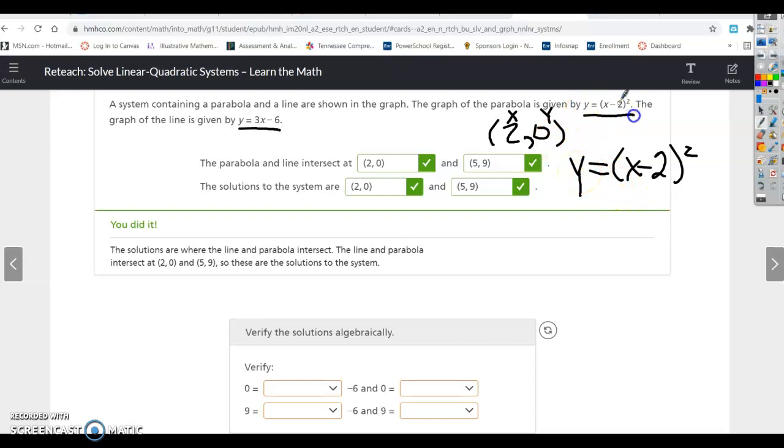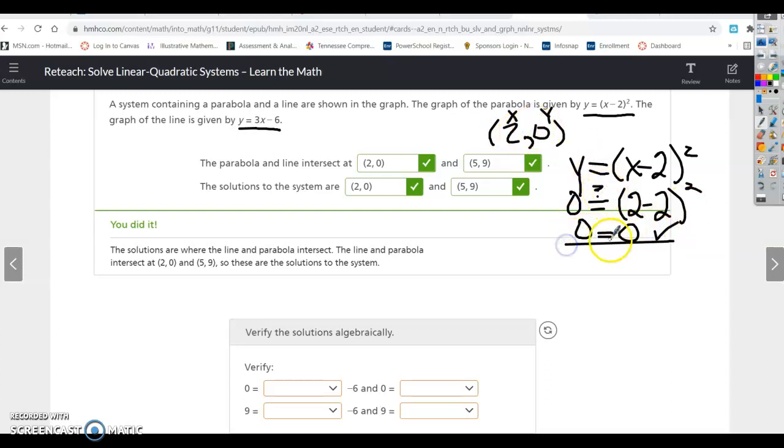So we're checking this equation first. 0 is our y. So does 0 equal, and x is 2, (2 minus 2) squared? 2 minus 2 is 0. 0 to any power is 0. So 0 equals 0. So this point works for this equation.